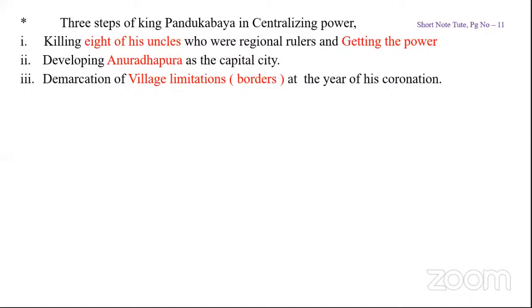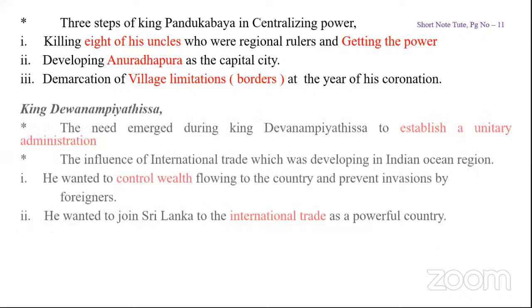So at the 10th year of his coronation. So this is what Pandukabe had done in centralizing power.